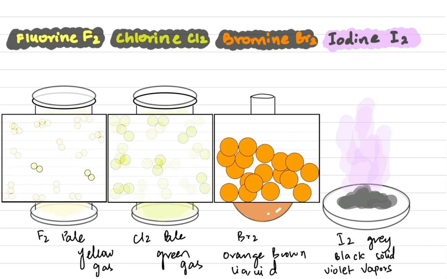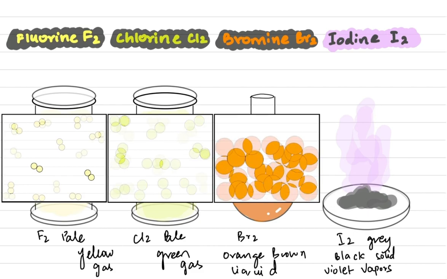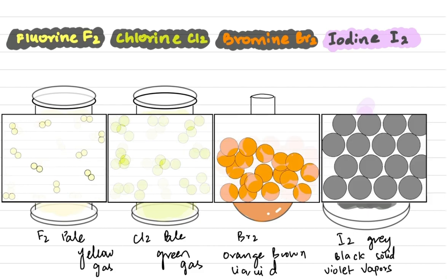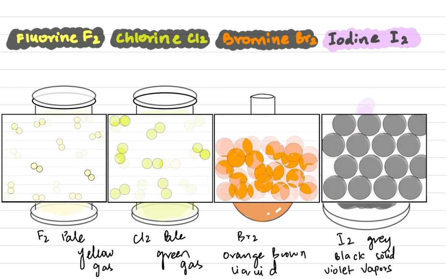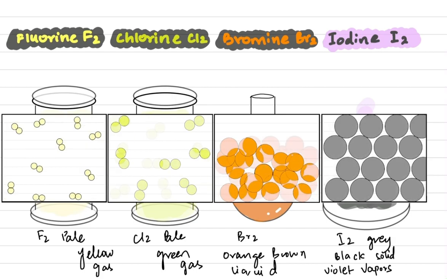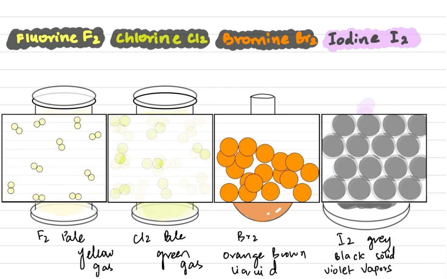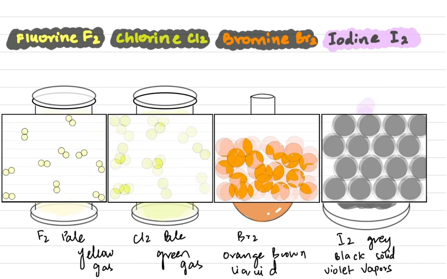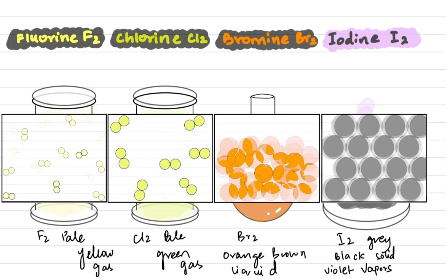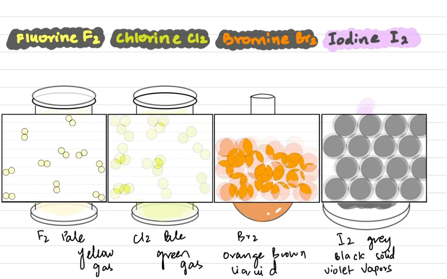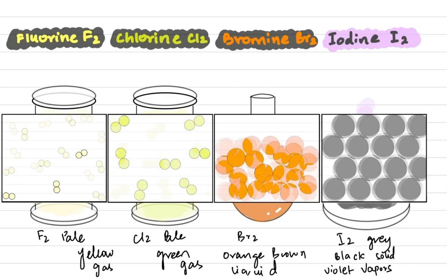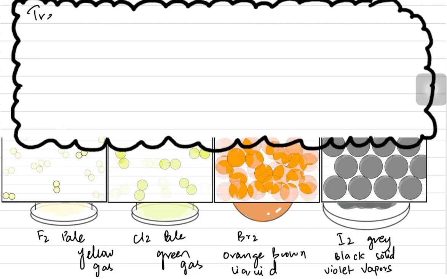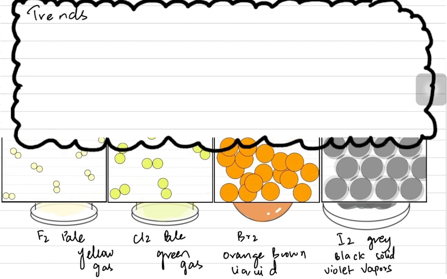And last comes iodine, and now you can see iodine has a regular structure, because iodine molecules, the I2, are arranged in a solid structure. We call it a simple covalent molecule, but they make a solid lattice. Let's recall the trends between fluorine, chlorine, bromine, and iodine.